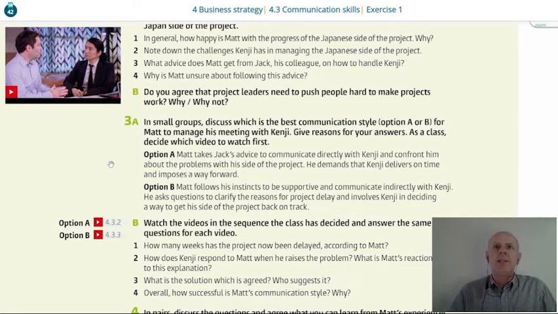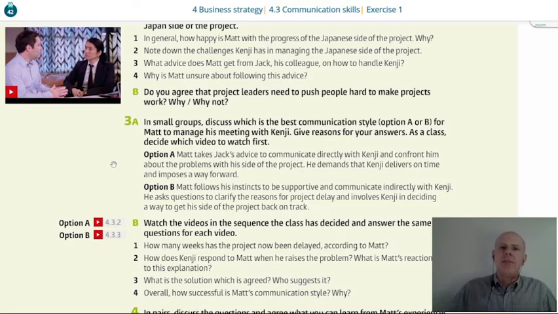And in option B, Matt follows his instincts. You know already Matt if you've seen the other unit videos. And he's supportive and communicates indirectly with Kenji. He asks questions to clarify the reasons for project delay and involves Kenji in deciding a way to get his side of the project back on track.